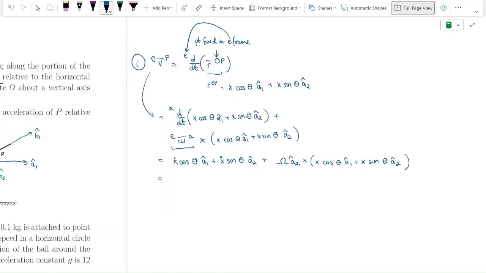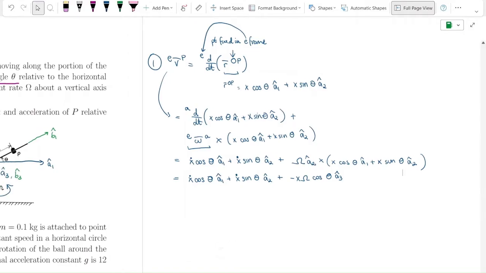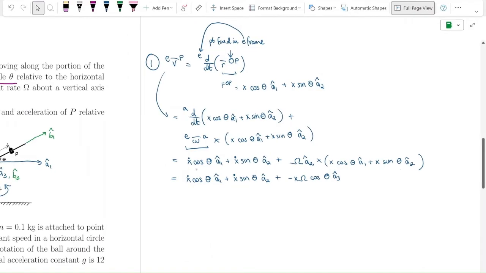Okay, this gives us, I'm just going to copy. I do wonder if it takes the same amount of time to copy and paste rather than just rewrite it. But anyways, a2 hat cross a1 hat gives us negative a3 hat. So we get negative x omega cosine theta a3 hat, right? And then a2 hat cross a2 hat is just 0. So this is our expression for the velocity of P in E.